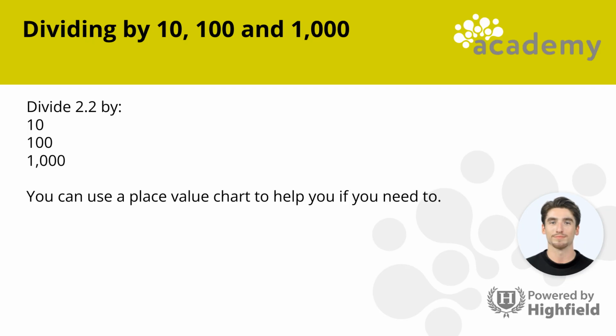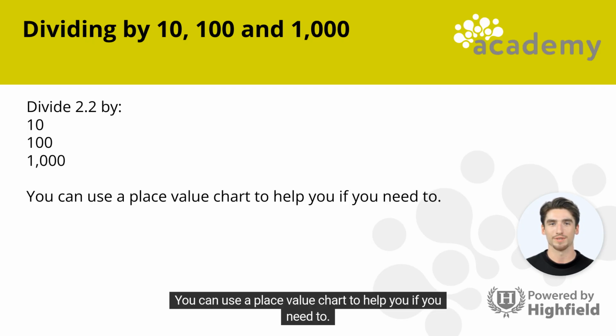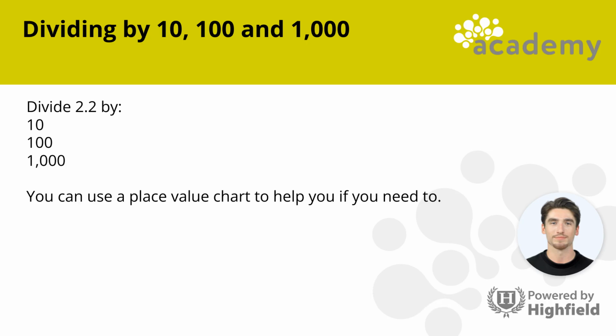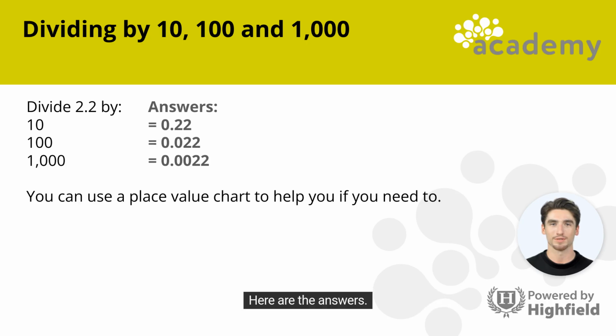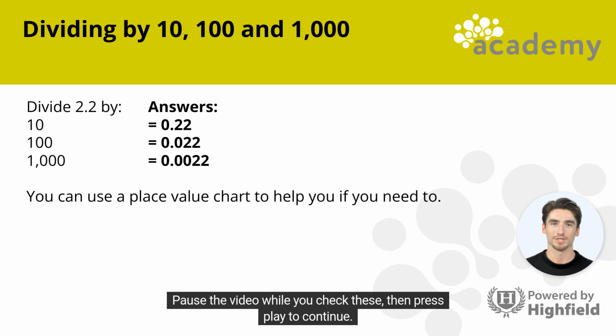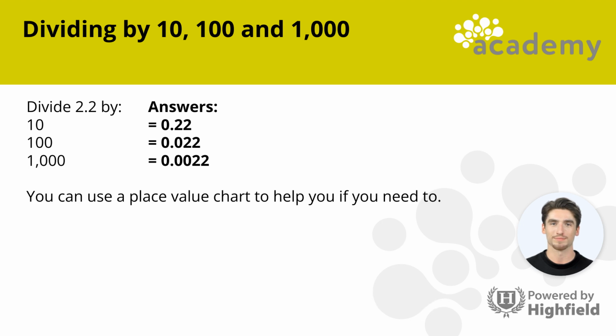Now it's your turn. Divide 2.2 by 10, 100 and 1000. You can use a place value chart to help you if you need to. Pause the video while you do this, then press play to check your answers. Here are the answers. Pause the video while you check these, then press play to continue.